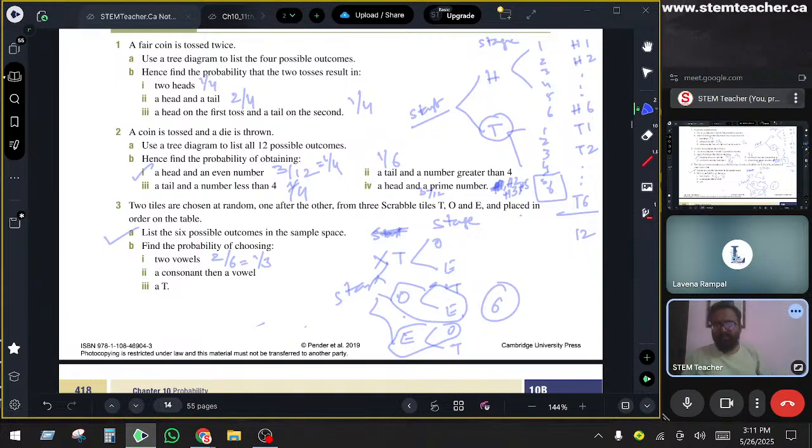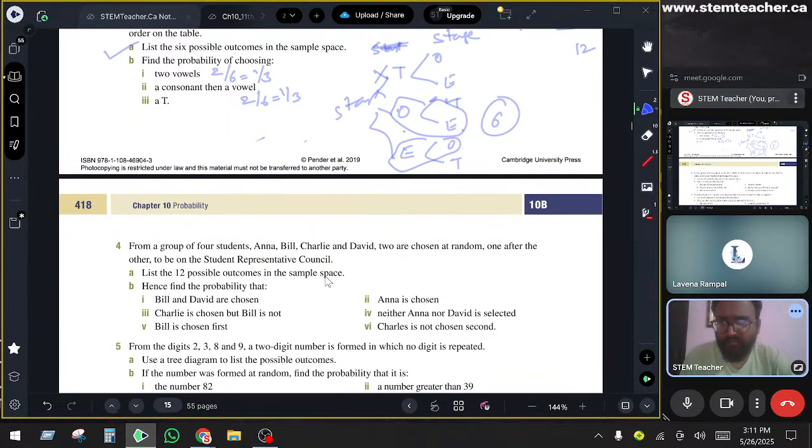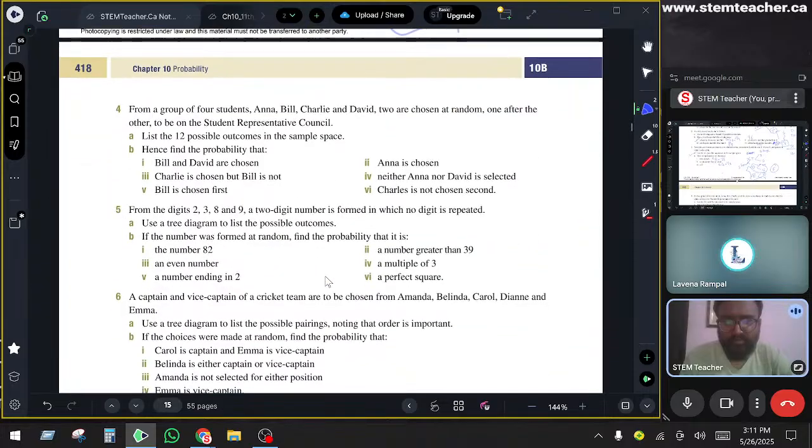Consonant, then vowel. The first one is consonant T, and the next one is vowel, O or E. TO, TE. Only two are favorable. 2 by 6, again 1 by 3. This third question is half of the question. It has not been clear.